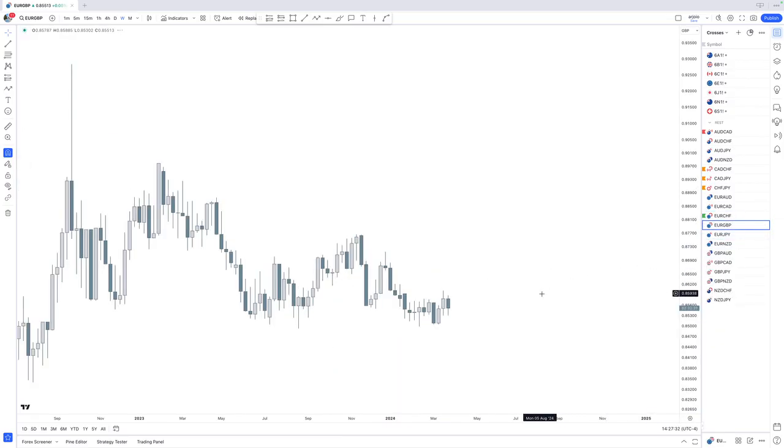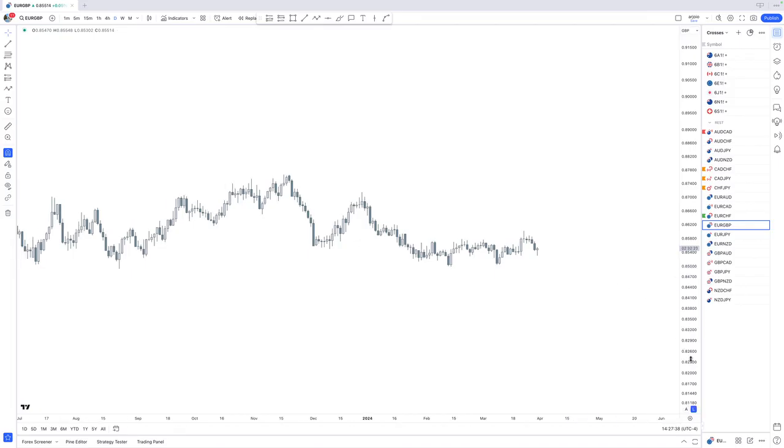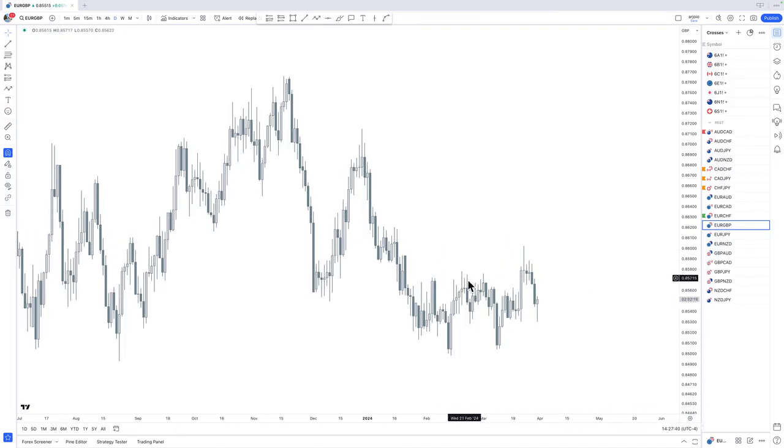I do like that. Euro GBP, really quick right here. What are we doing? Because on the daily right here, we've been consolidating for a long period of time. So I do not like that. Do not want to do anything right there.